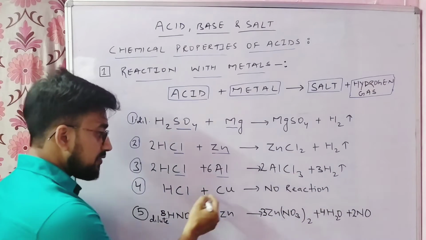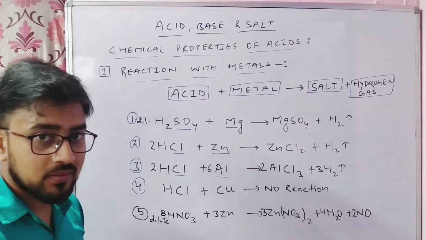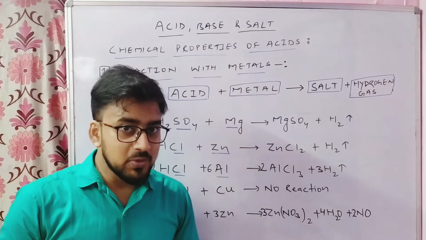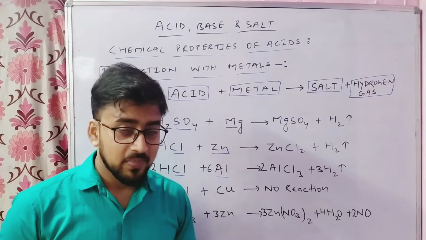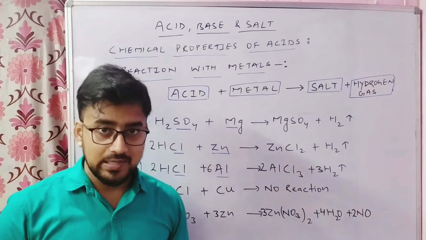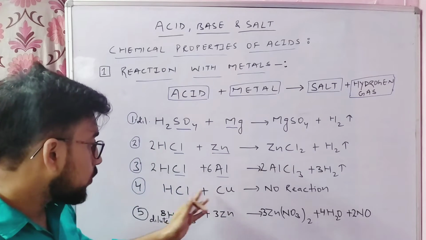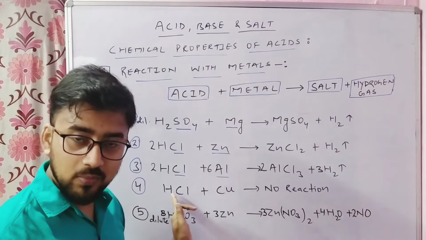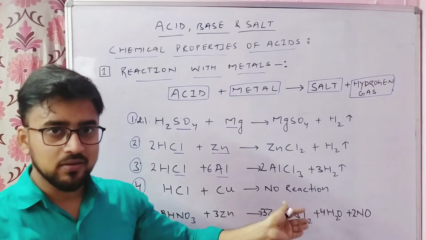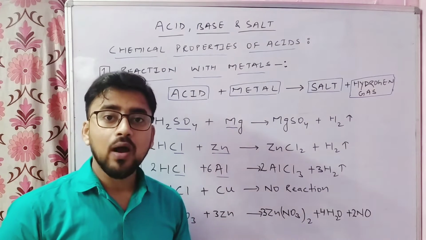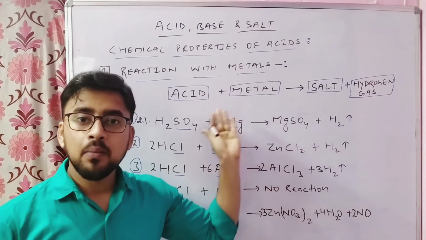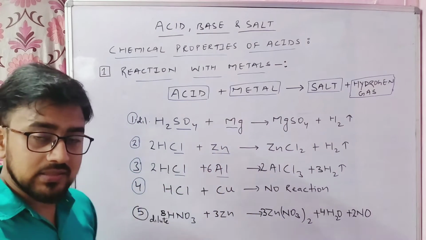And in the next case, when copper reacts with hydrochloric acid, there will be no reaction. Why? Because copper is below hydrogen in the activity series. So copper cannot displace hydrogen from the acid. It is not as powerful. This reaction cannot happen because it is below hydrogen. So these were some reactions between metals and these acids.